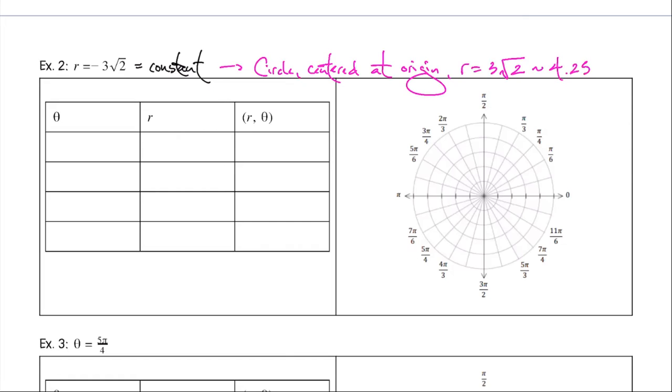Well, let's really convince ourselves, because we want to make sure that we understand a process that will help us graph other things too, right? So we could pick a few angles. The quadrantal ones are usually nice ones to try first. Now, what is r going to be for each one of these angles? According to our equation, what is r going to be?